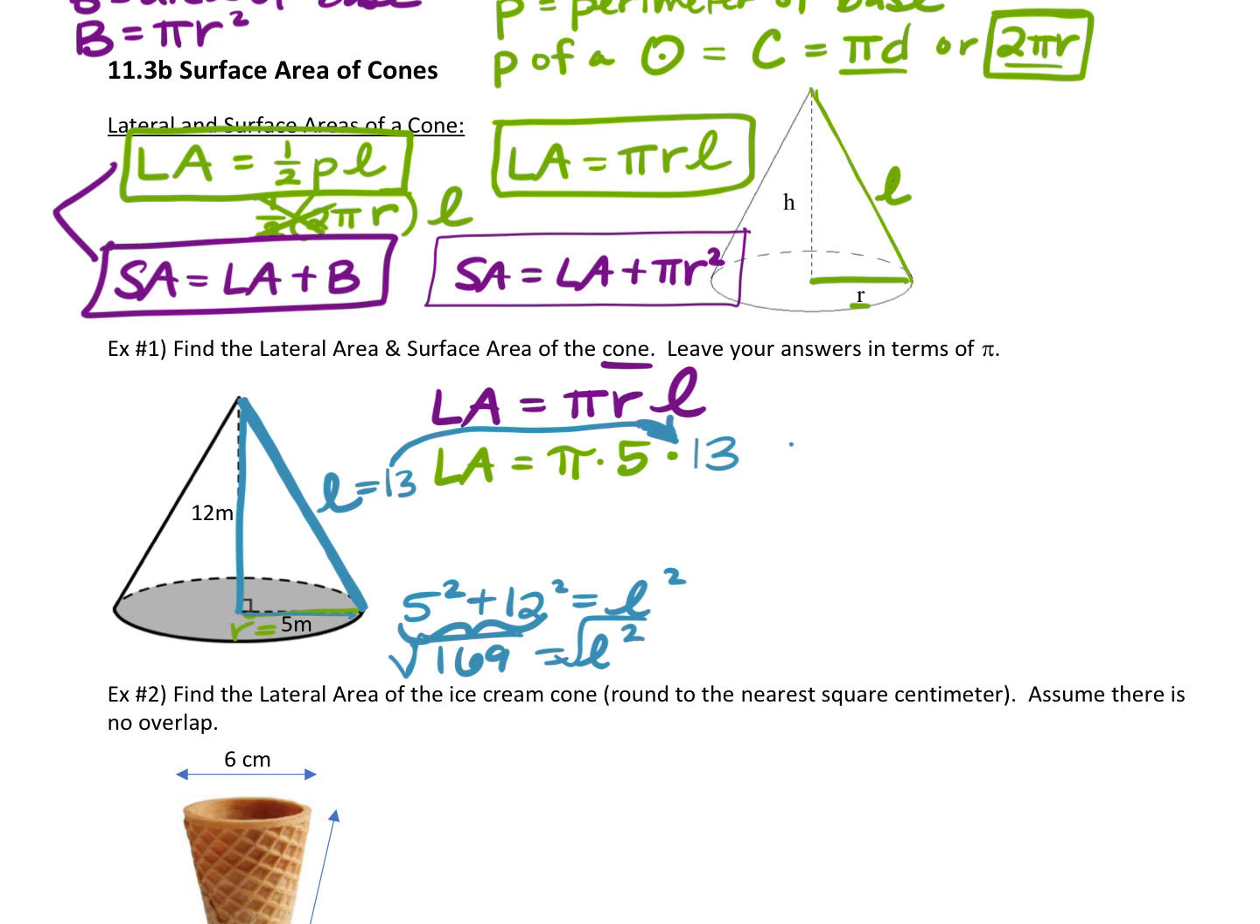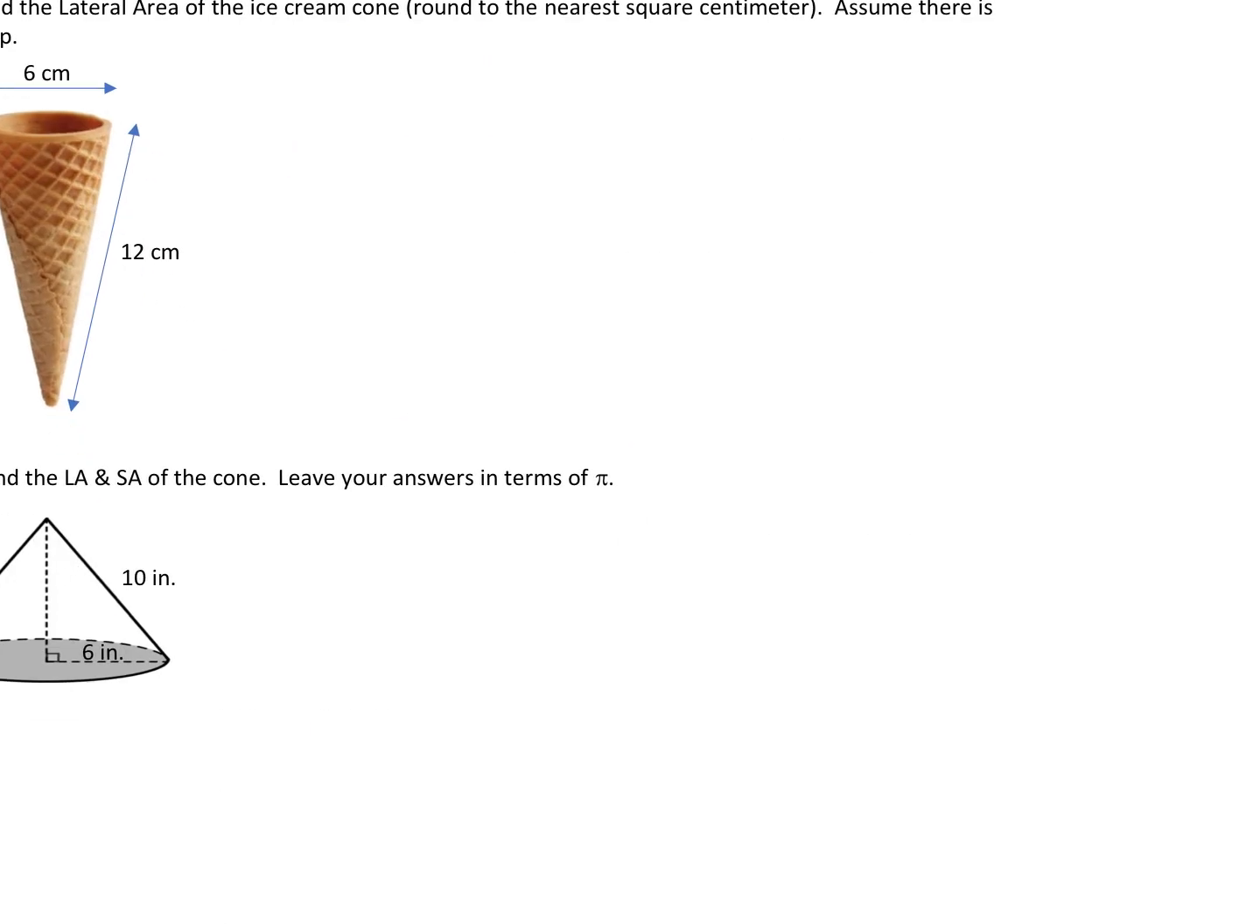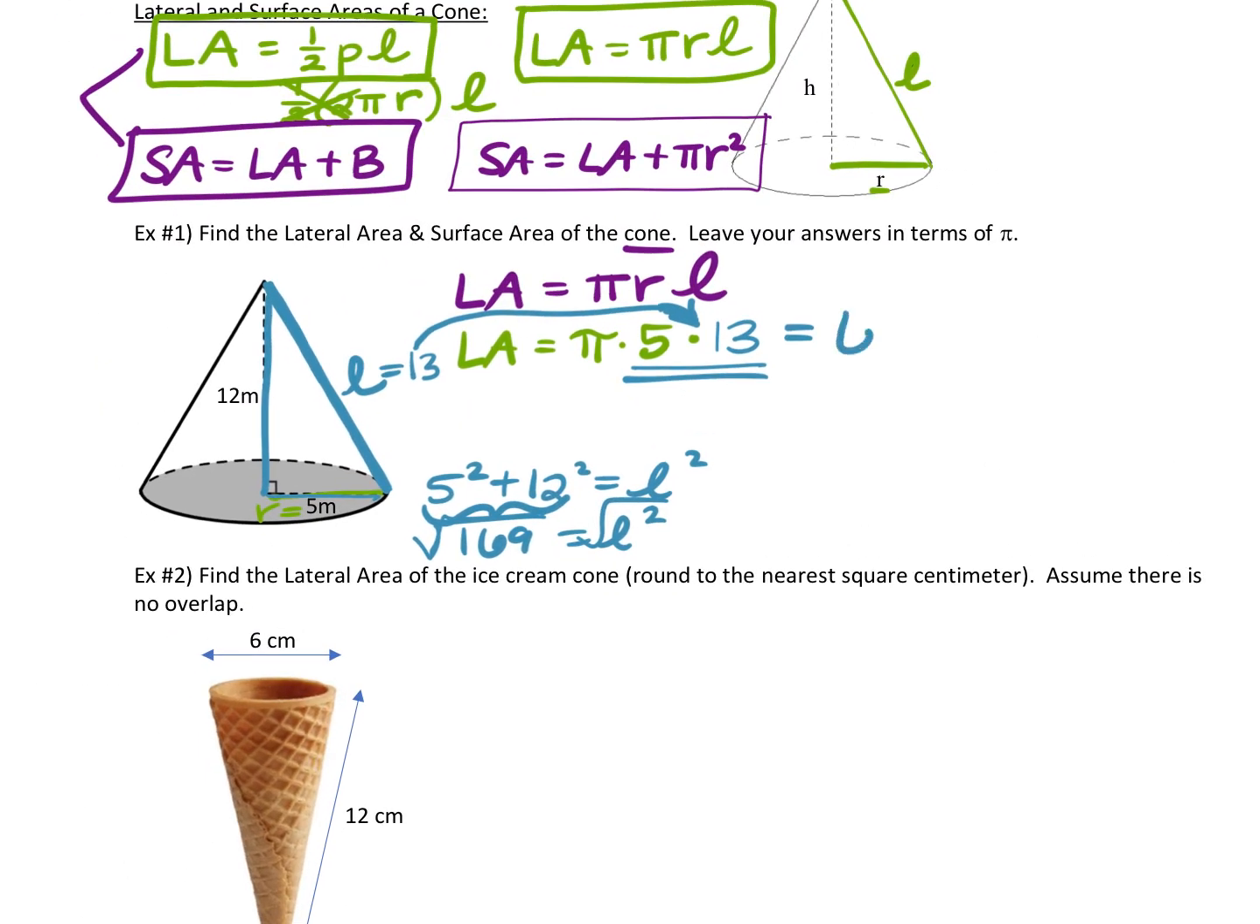Okay. So to simplify that, you have pi times 5 times 13. I don't ever want you to plug pi into your calculator unless it tells you to round to the nearest fill in the blank. If it says leave it in terms of pi, you don't touch pi. So all you're really plugging in right here is 5 times 13, which is 65, and then you'll attach your pi. So 65 pi, and it's an area, so meters squared. So that's your lateral area.